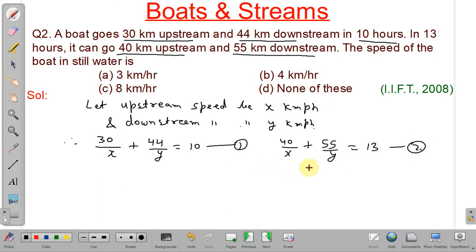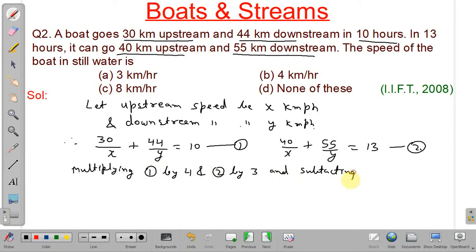Now we have to find x and y. We can use elimination method. To eliminate x, we need to multiply equation 1 by 4 and equation 2 by 3. Then we can subtract each other. So multiplying equation 1 by 4 and equation 2 by 3 and subtracting, we get 11 by y equal to 1. It means y equal to 11.